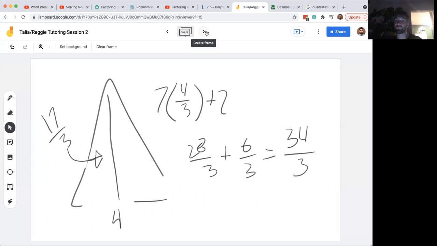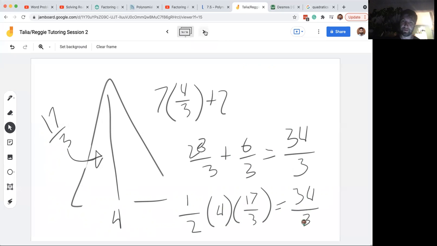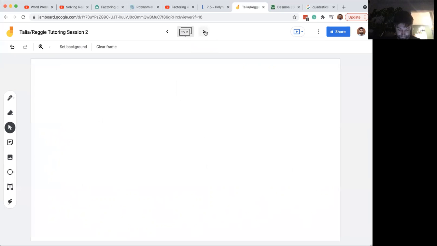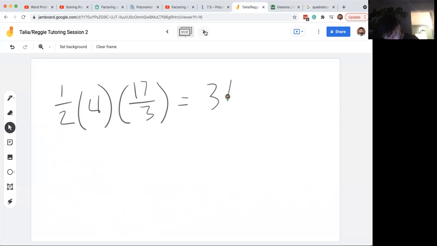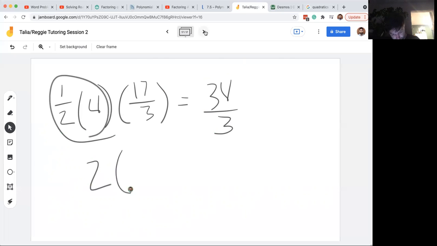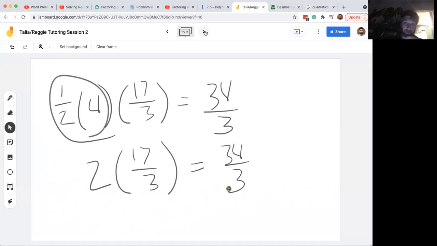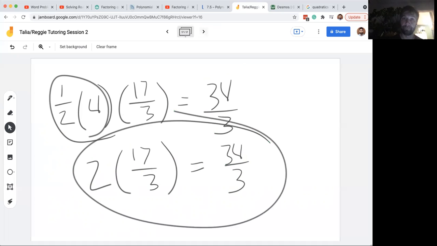So if I did all this correctly, 1/2 times 4 times 17/3 should equal 34/3. We can check that real quick. 1/2 times 4 is 2. Just 2 times 17/3 equals 34/3. It does. All right, there you go.